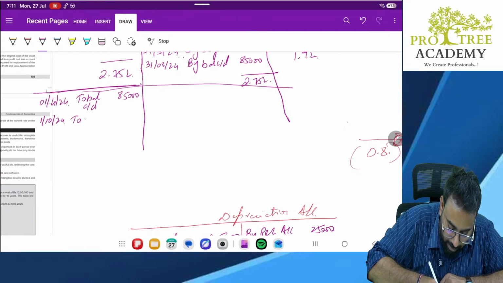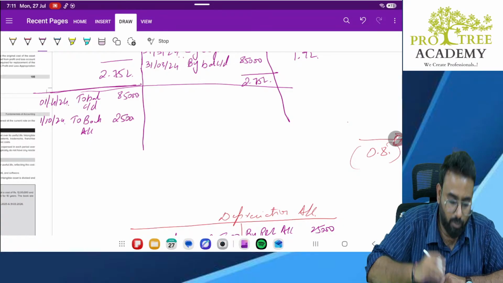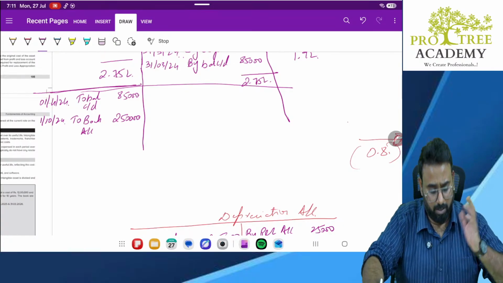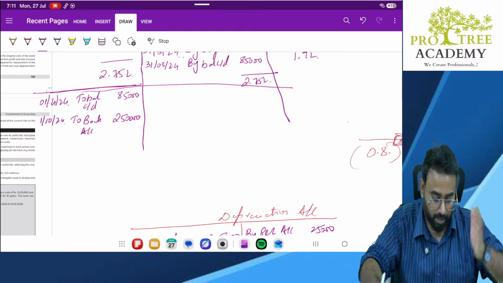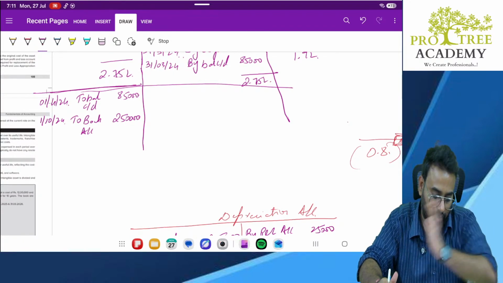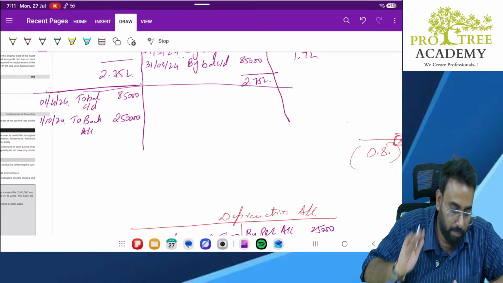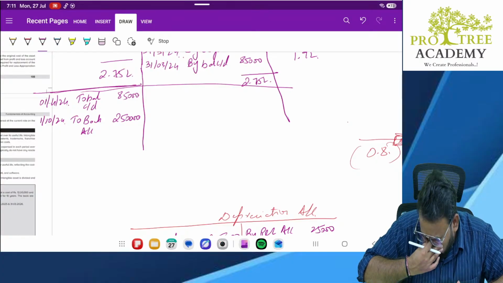To bank account. How much? 2,50,000. Sir, why two bank accounts? Simple, sir. Whenever we purchase machinery, the entry will be machinery account debit to bank account. Machinery is debited, so we'll start on the debit side and we'll record to bank account. Clear? Okay. Now, next.